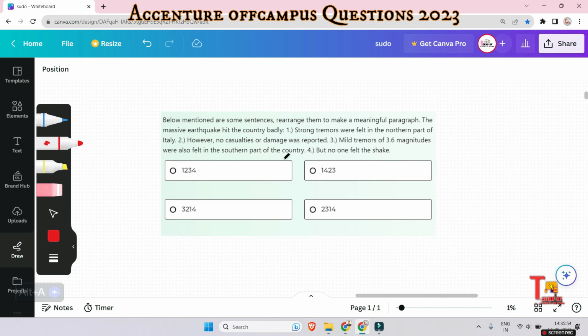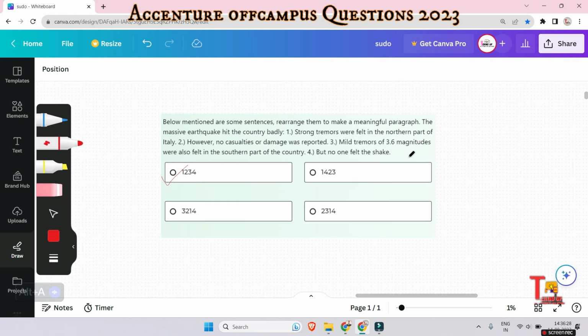Okay, I hope you have tried to answer the question. I am answering the question. The answer is actually 1, 2, 3, 4. It is already in a proper sentence arrangement, right? Strong tremors were felt in the northern part of Italy. However, no casualties or damage was reported. Mild tremors of 3.6 magnitude were also felt in the southern part of the country, but no one felt them. This is actually very easy, right? It is already in a proper manner, so I don't have to explain anymore, right?